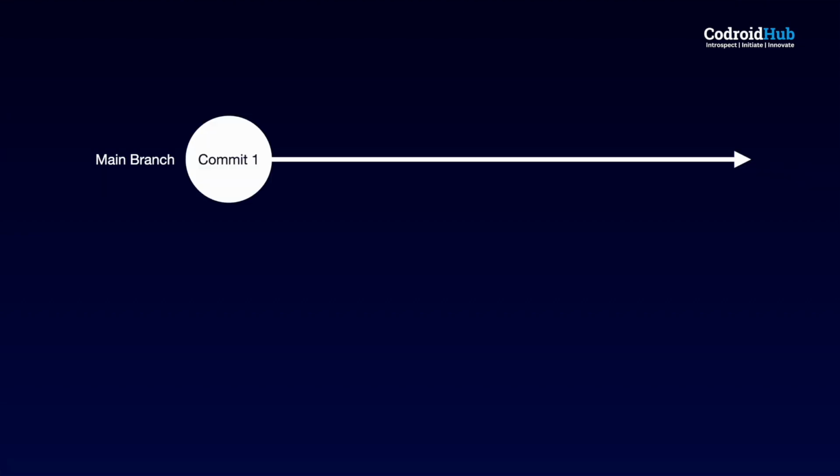Now let's talk about branching. We are right now on main branch, which is the default branch. We were committing to the main branch where all of our code is. Branching is a feature of the Git version control system that allows you to create separate lines of development.